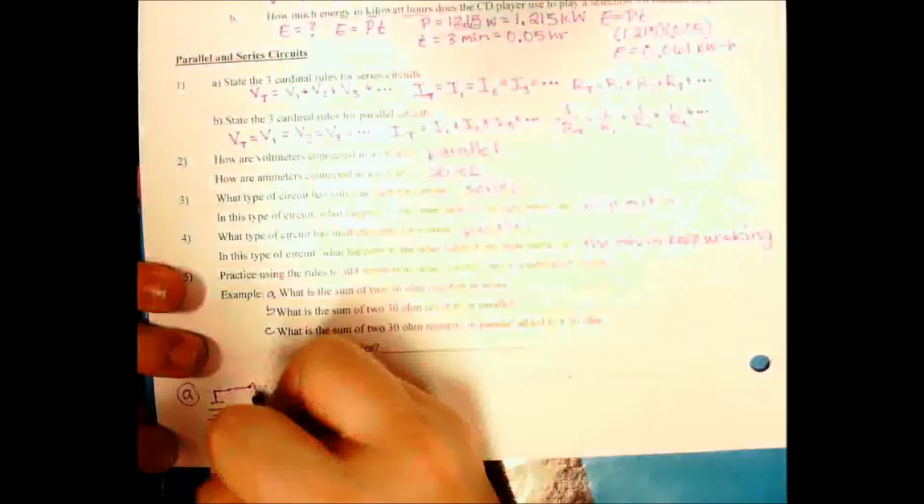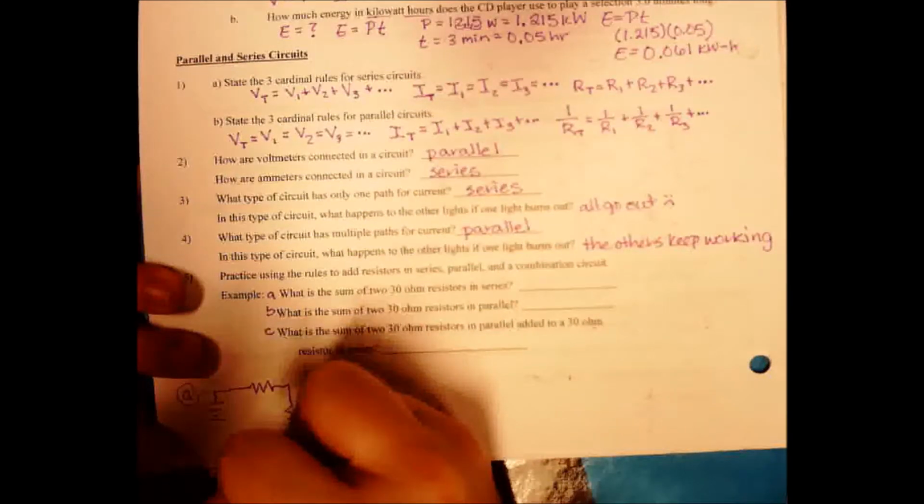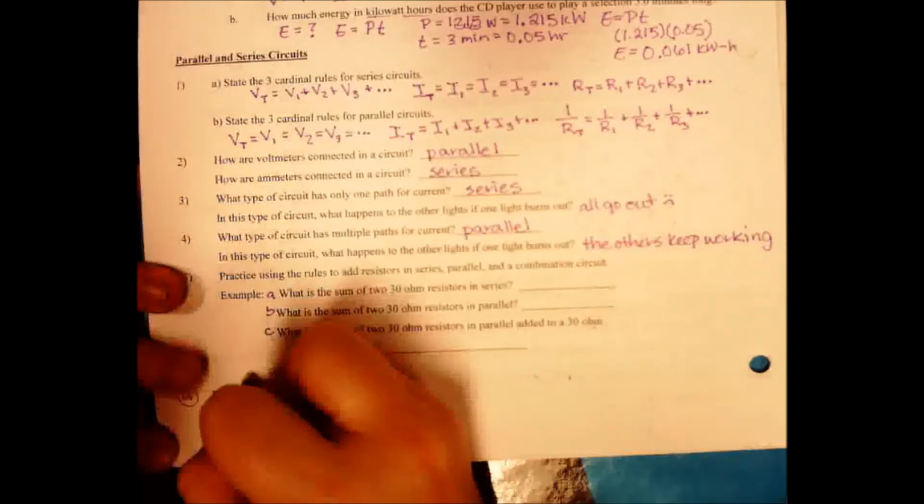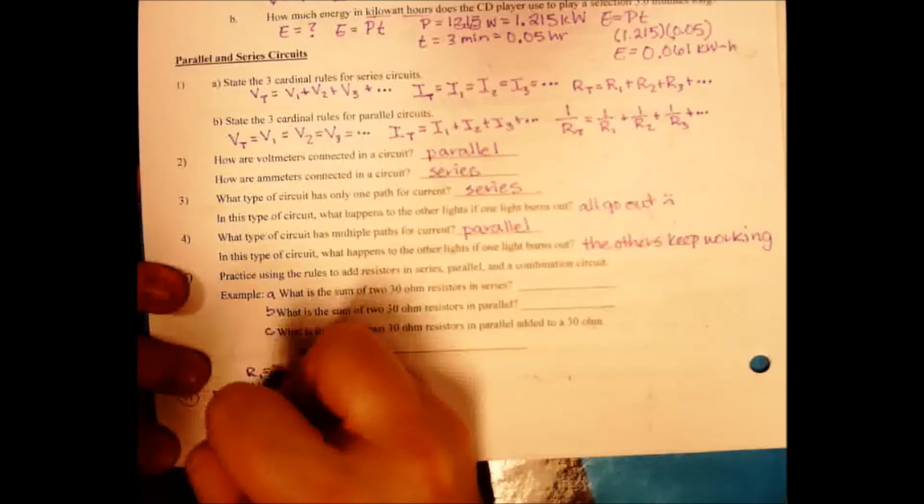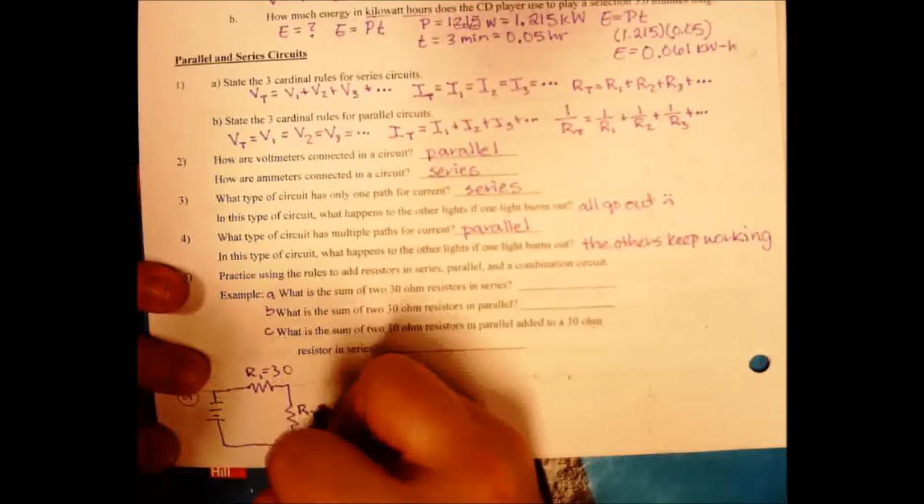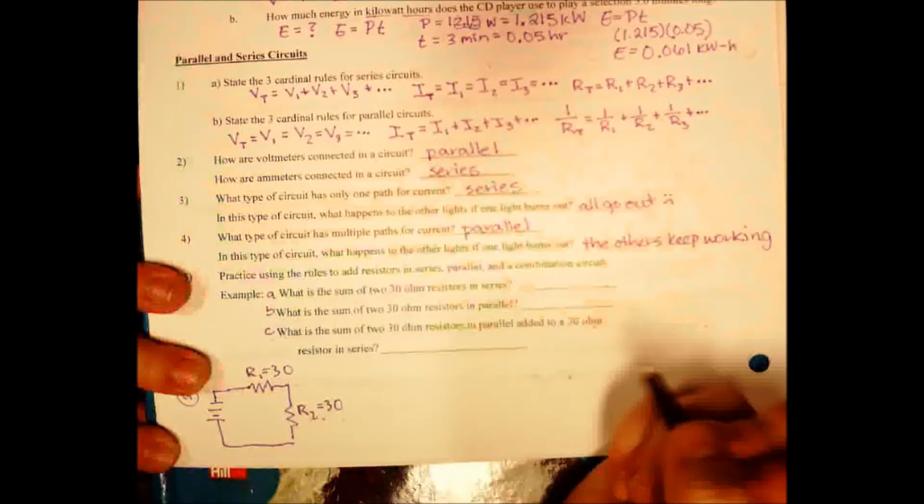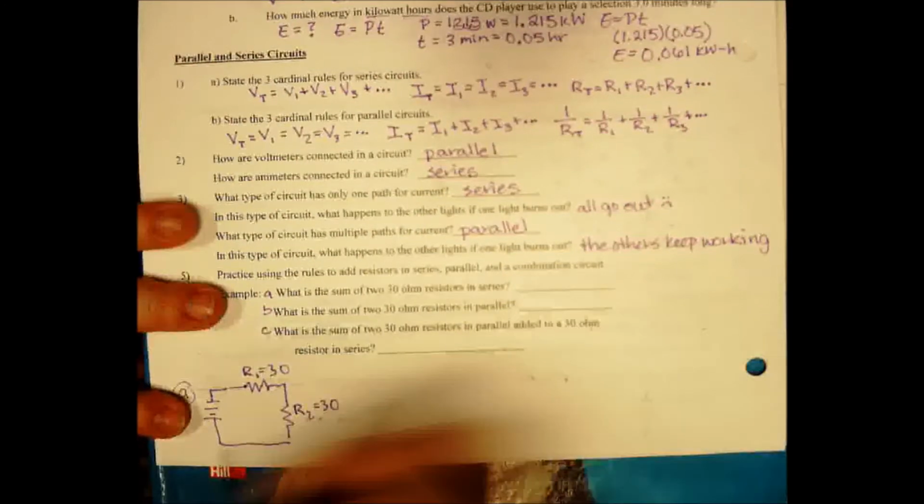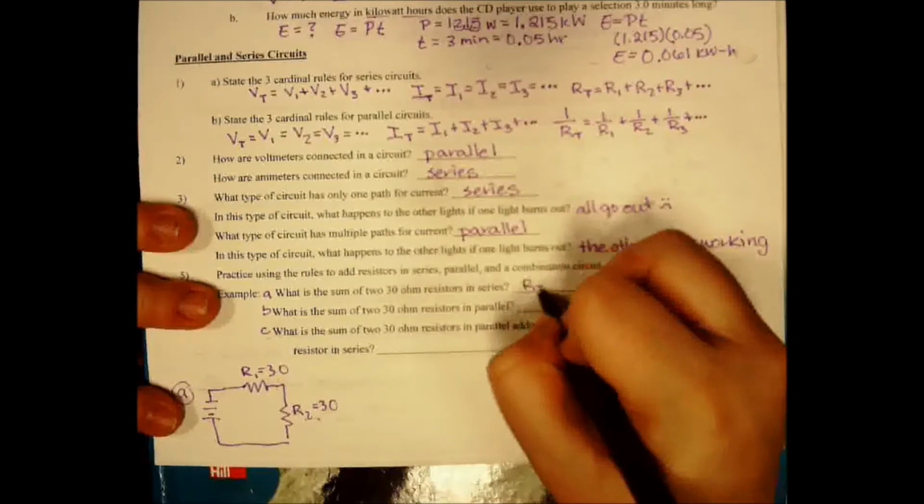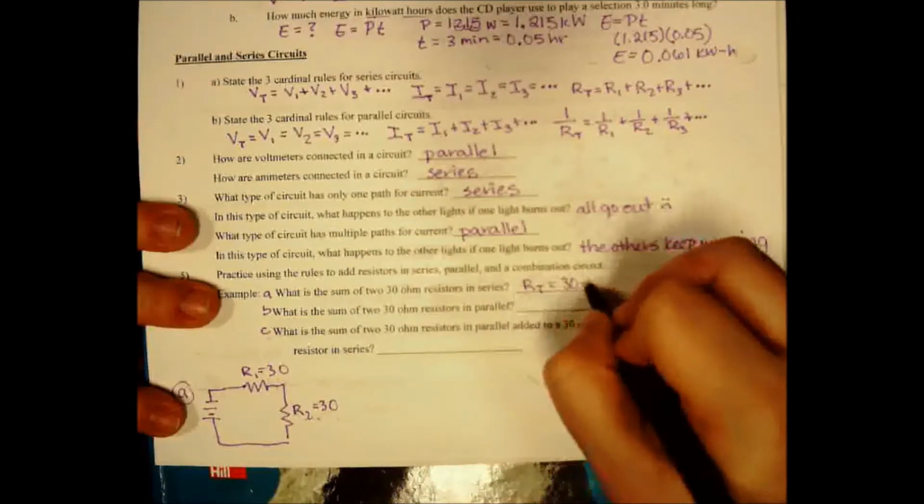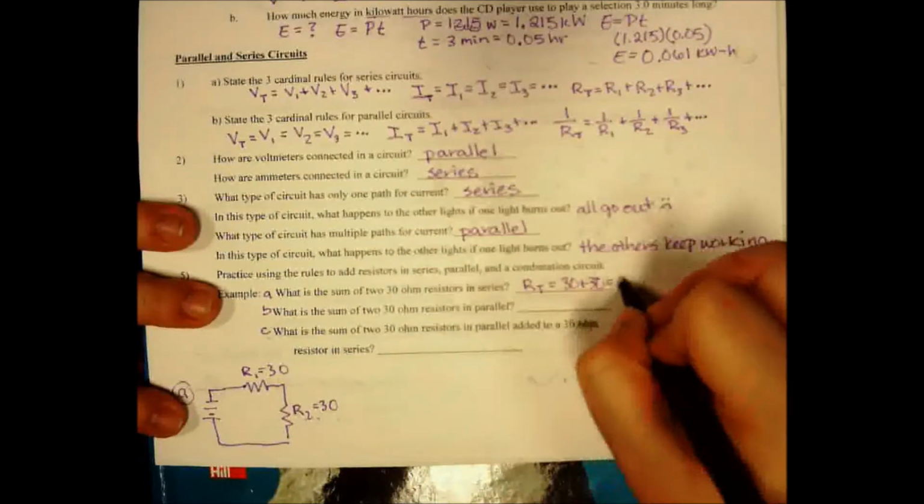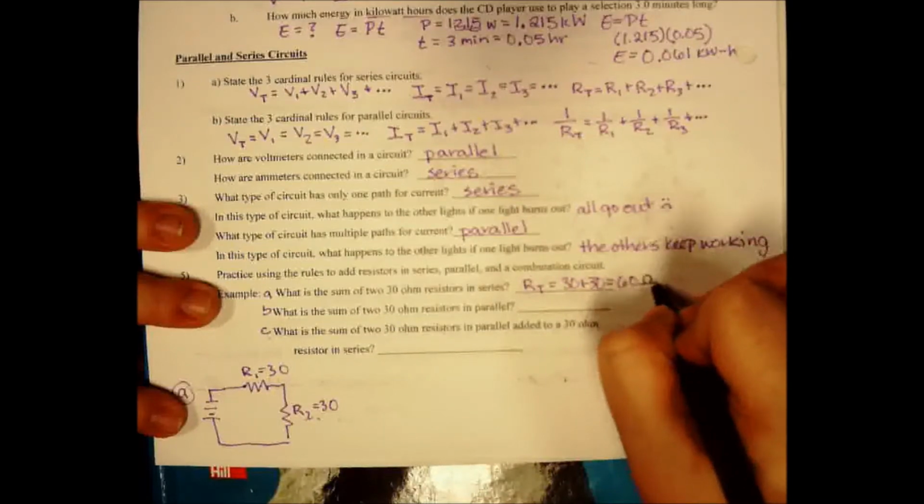Here we have R1 equals 30, R2 equals 30. So we just add. R total equals 30 plus 30 equals 60 ohms.